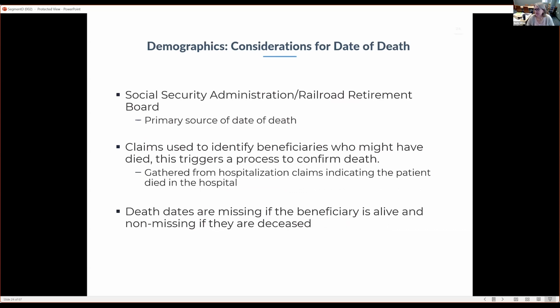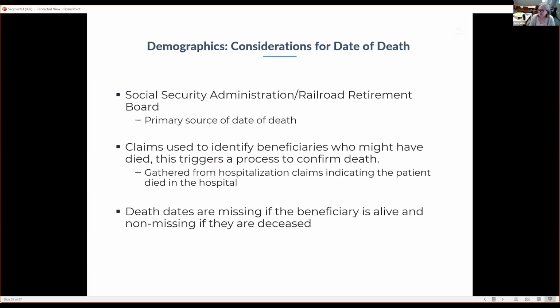Now, date of death. That information comes from either the Social Security Administration or the Railroad Retirement Board, depending on the system. Claims can be used to trigger a process. So if a hospital reports that somebody was discharged dead, that will trigger a Social Security Administration process to investigate whether that person has died. Nobody will ever lose their Medicare benefits because of a hospital error. It just triggers a process by Social Security.